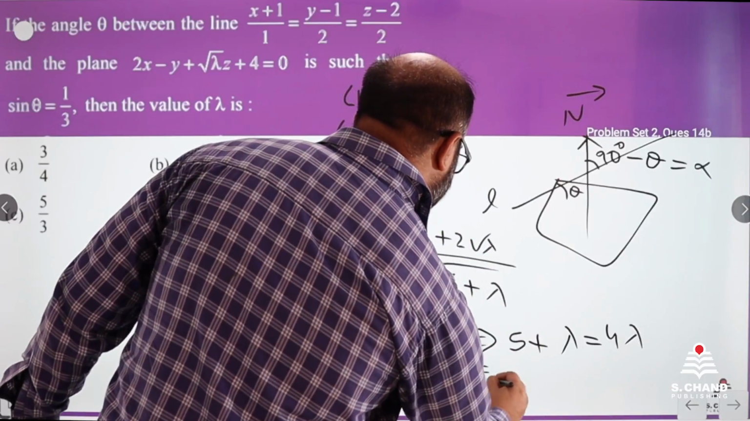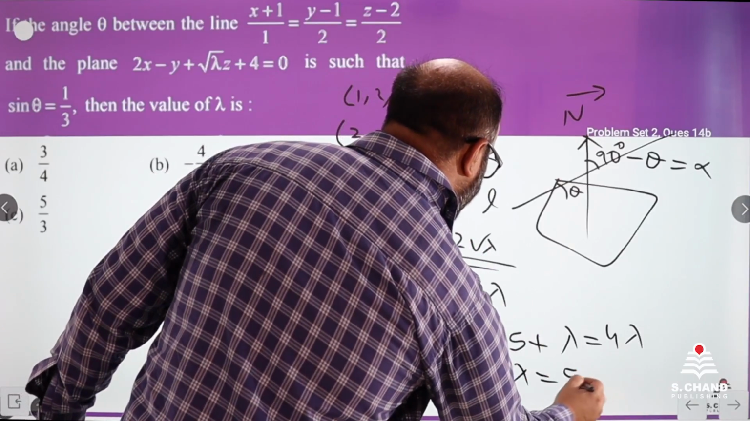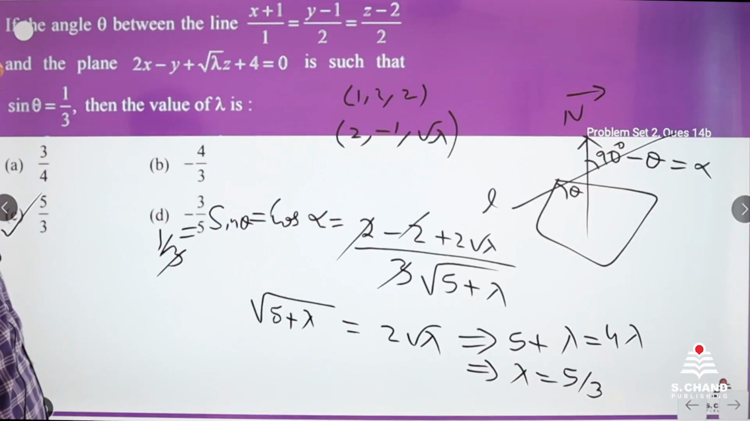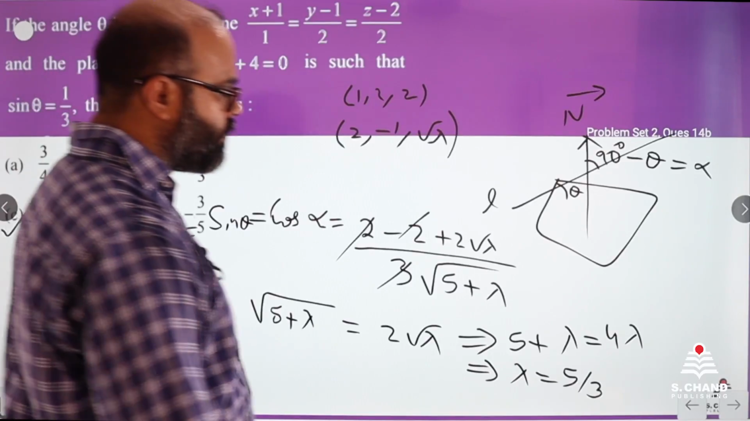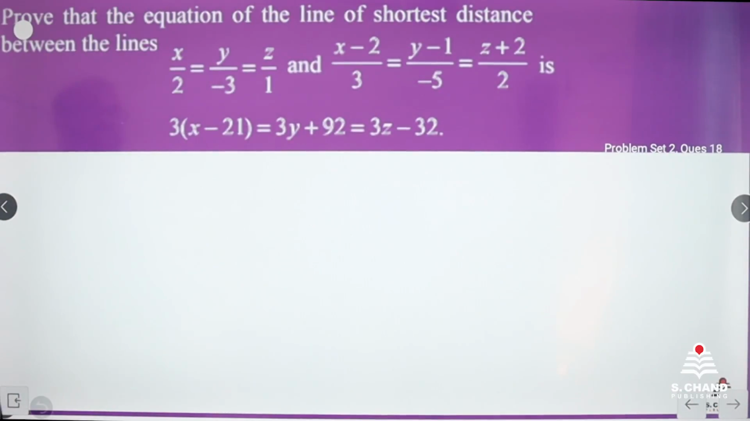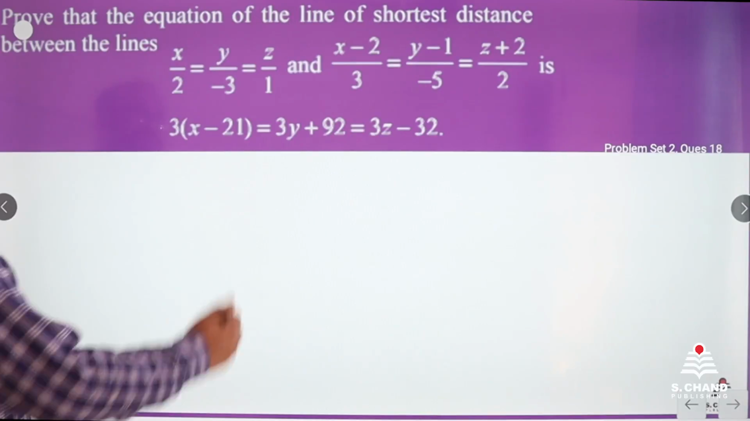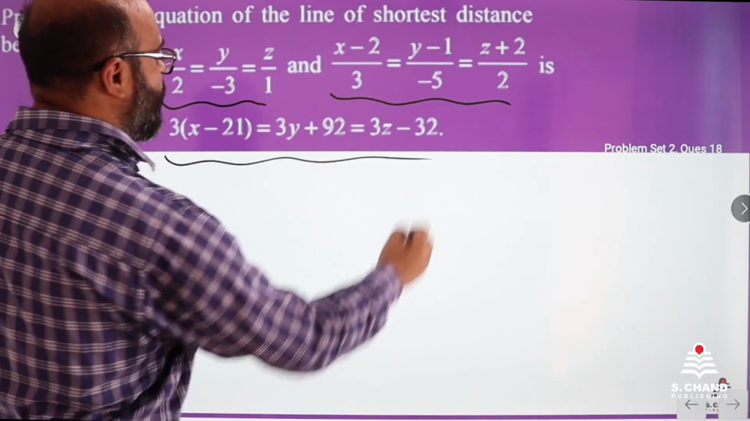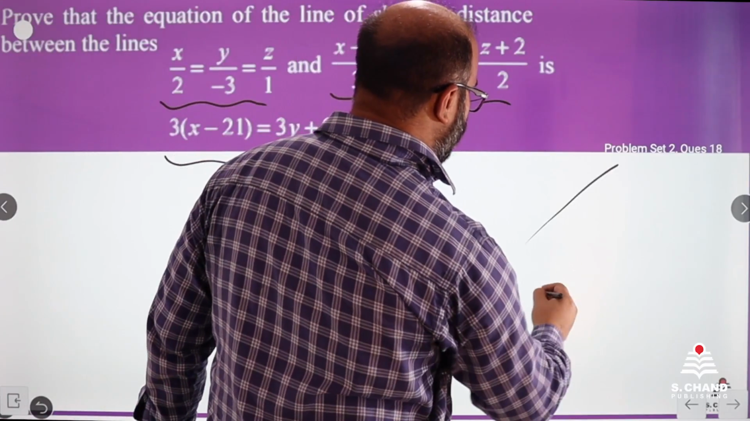So we get lambda is equal to 5 upon 3. So if we see, then we have option C, which is the correct option here. Now let us come to the next question. The next question is: the equation of the line of shortest distance between the lines, this one and this one, is this one. What we will do, we will have two lines.